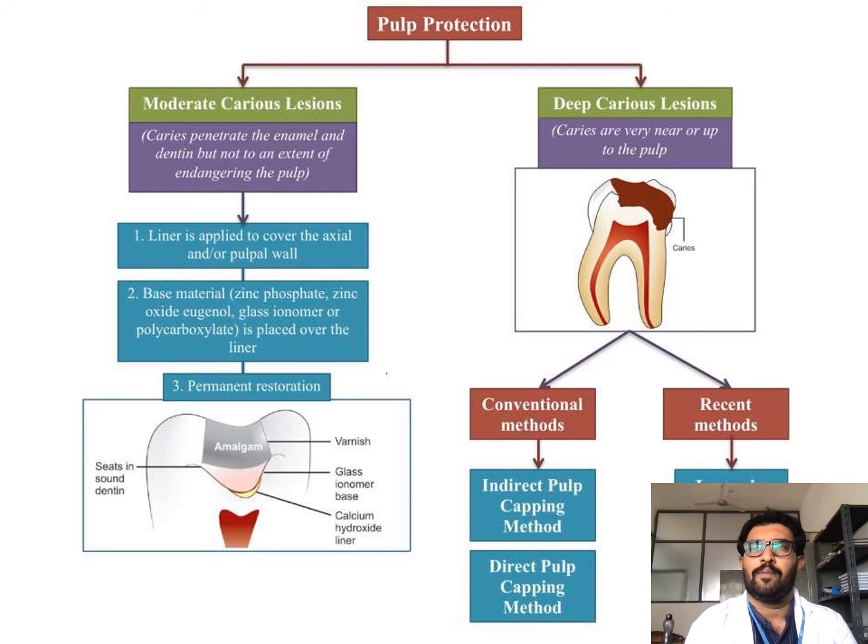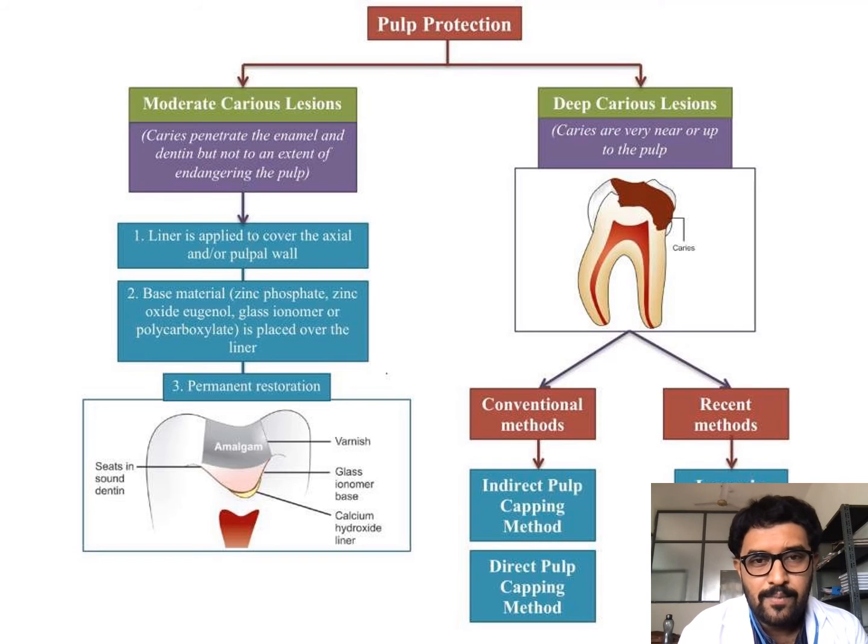Definitely, it will protect the pulp tissue by going deep, and when you drink hot or cold food, you will not have sensitivity to your pulp tissue. Base material, zinc phosphate, zinc oxide eugenol, glass ionomer, and polycarboxylate, is placed over the liner. You know that one. Why is liner applied, why is base applied? Base always has a certain thickness so that it can protect the pulp.